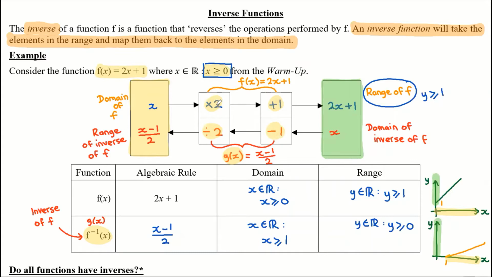So you'll notice that this domain here has become the range of my inverse function. And this range here has become the domain of my inverse function. So that's how functions and their inverses are related. The domains and ranges are also related as well. I hope that's given you a broad and slightly more in-depth analysis of what inverse functions actually are. Now we're going to look at cases where functions may or may not have inverses.